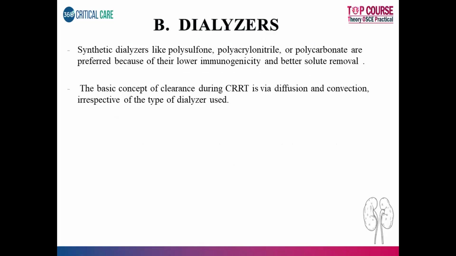Now, coming to the different dialyzers which are used in the CRRT machine. So we usually use synthetic dialyzers like polysulfone, polyacrylonitrile or polycarbonate because they have a lower immunogenicity and a better solute removal capacity. So what is the basic concept of clearance during CRRT? It is via either diffusion or convection, irrespective of the type of dialyzer which is used.